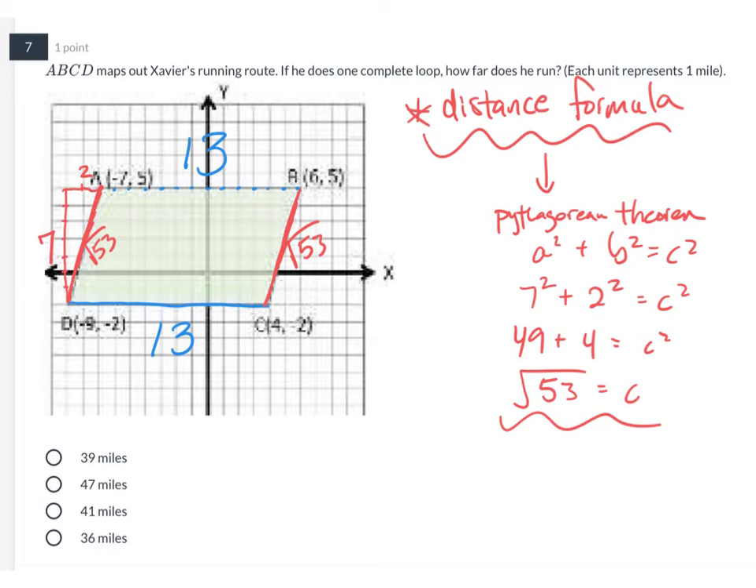So my calculator, I'm using my phone. So I'm going to turn it sideways to do square root of 53. 53 square root. And that's 7.28. So he does that twice. So I'm going to add up 2 of those or multiply it by 2. So that's 14.56. And then the 2 13s, so I'm going to add 13 there twice. All right. And he runs 40.56 miles. So the closest answer would be 41 miles.